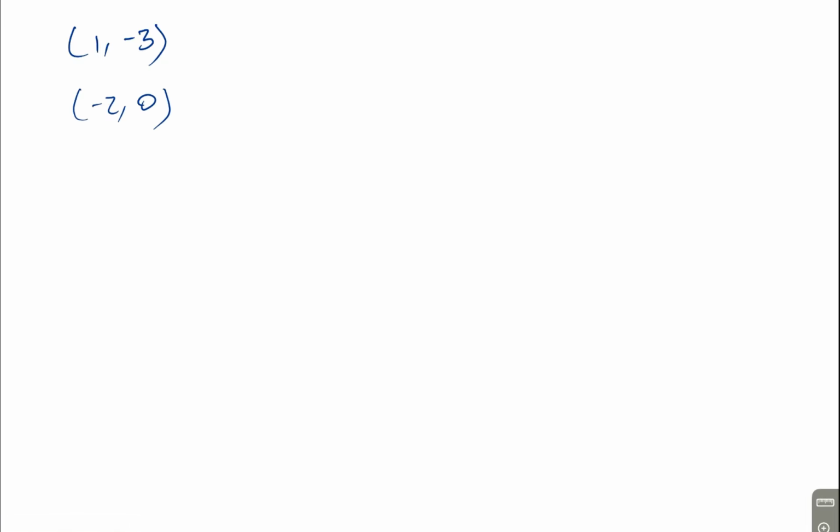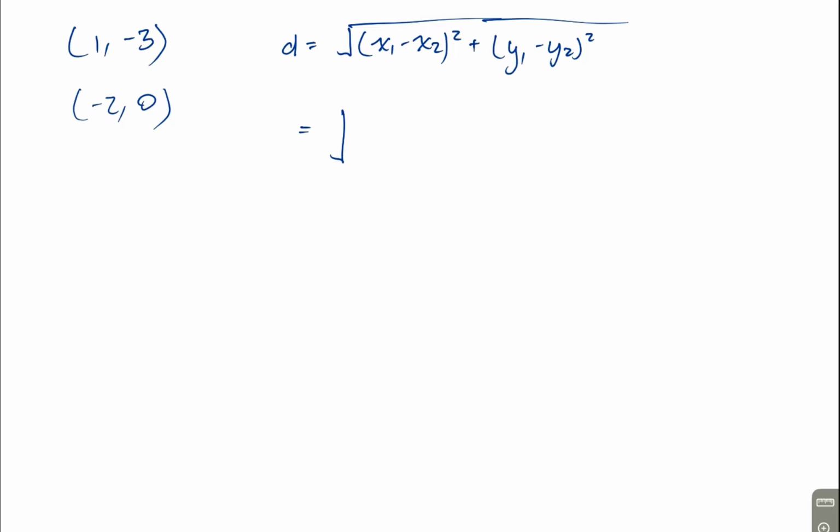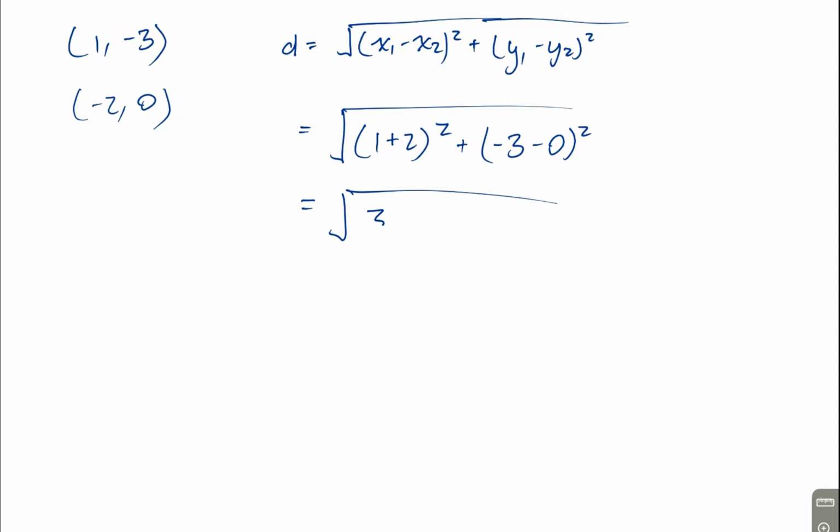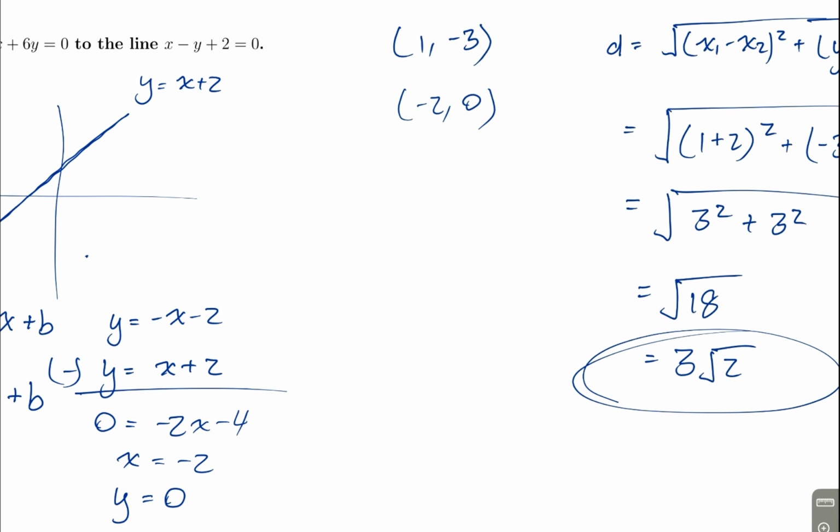So we're going to use our distance formula, which is distance equals the square root of x1 minus x2 squared plus y1 minus y2 squared. So that's going to equal 1 minus negative 2, which is 1 plus 2, squared, plus negative 3 minus 0 squared. That's going to give us the square root of 3 squared plus 3 squared, which is the square root of 18. That simplifies to 3 square root of 2. That is the answer to this problem.